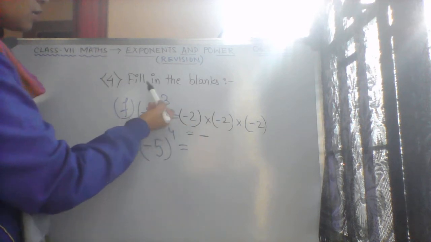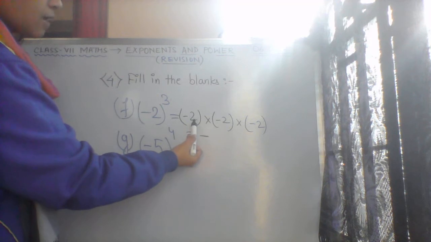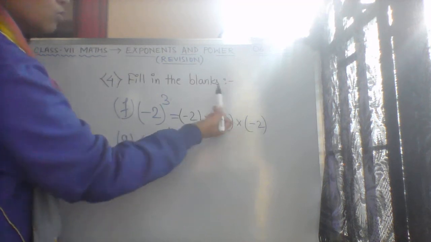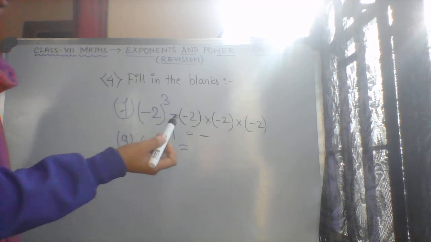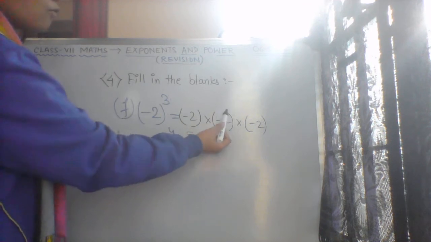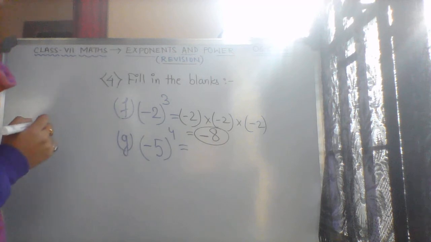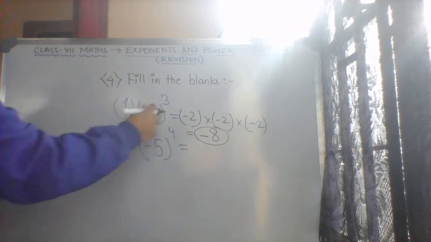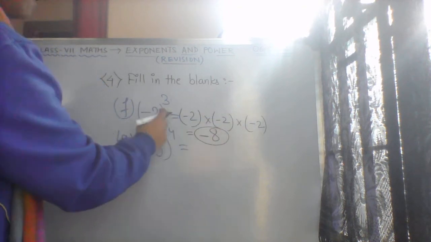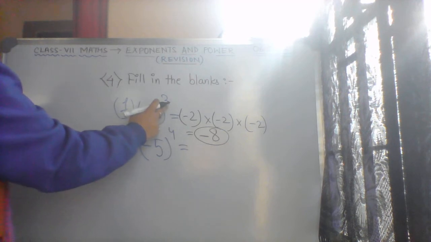Now 2 to the power 3. You see here, 2 into 2 into 2, that is 2 to the power 3. So how much will you get? 2 into 2, 4. 4 into 2, 8. So our answer will be minus 8. Minus is getting multiplied an odd number of times, so minus will be retained over there.